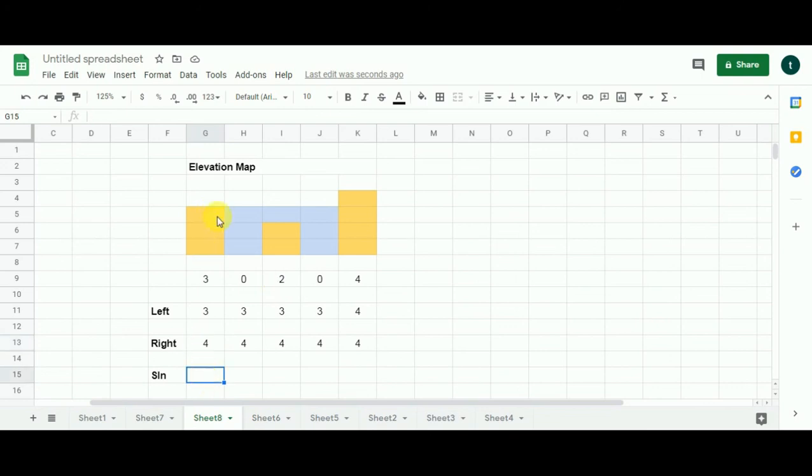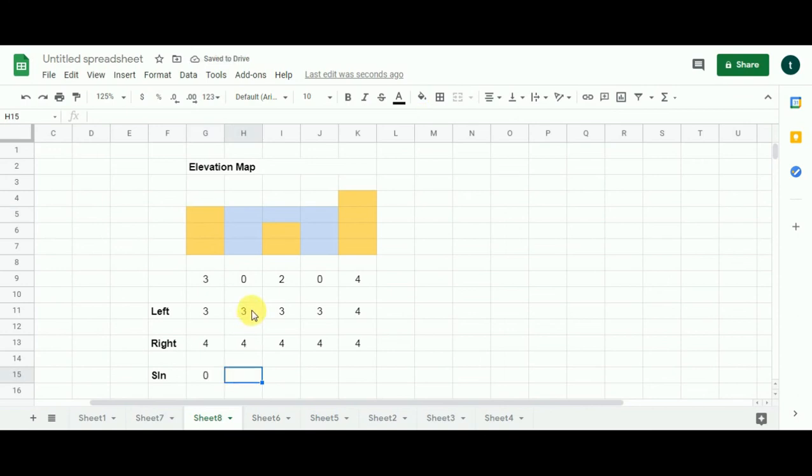So over here in the first position, how much water can be stored? So we are going to choose the minimum value out of these two, which will be 3. 3 will be subtracted from this 3, the height of the pillar, which is going to give me 0. So no water can be stored over here. Logically also it makes sense.